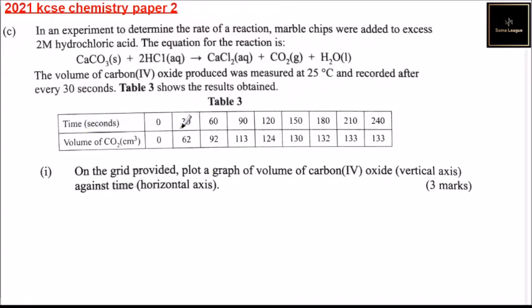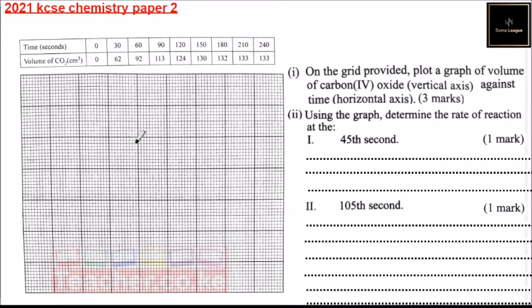So we have time in seconds. The volume was recorded at intervals of 30 seconds as shown on the table given here, table 3. Roman number 1, on the grid provided, plot a graph of volume of carbon 4 oxide, on the vertical axis, against time, the horizontal axis. So we go to the grid that was provided. I have already put the table that you are going to use. So you plan your scale.